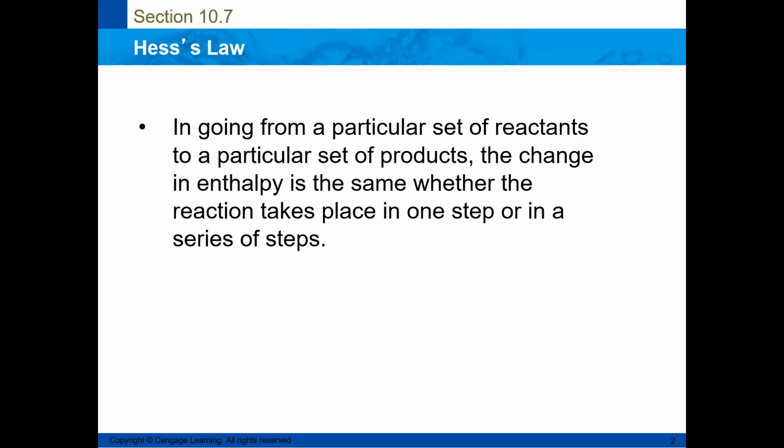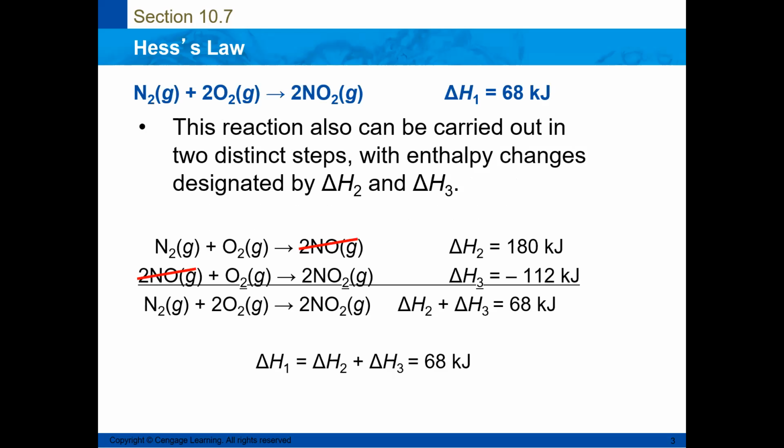All right, so you're going from a particular set of reactants to products, and there's a change, which is known as an enthalpy. If you go in one step or in a series of steps, the final product would have spent just as much energy to get to, or would have absorbed just as much energy to get to. All right. So this is what we want to look at.